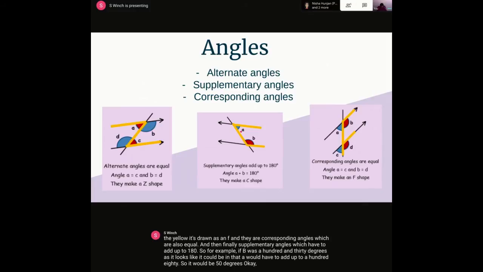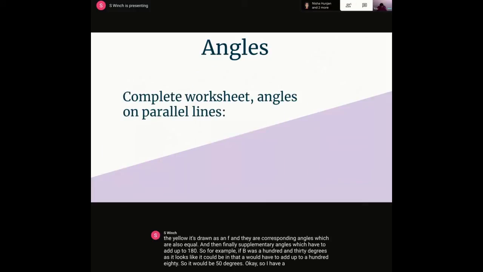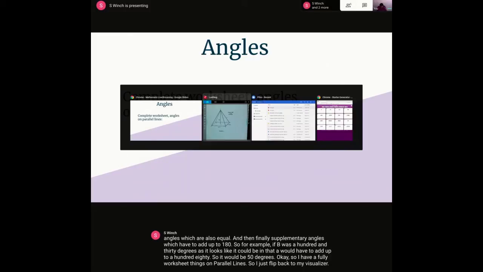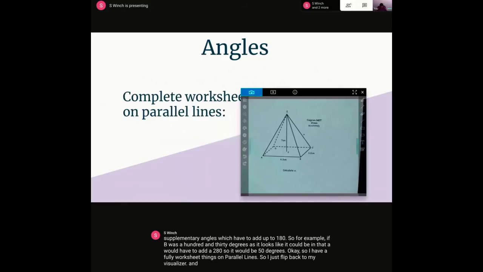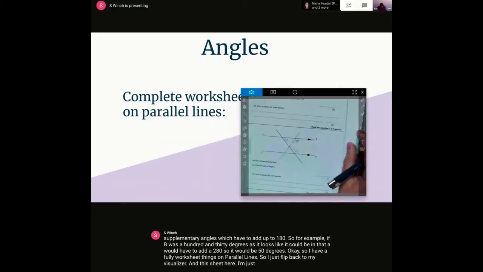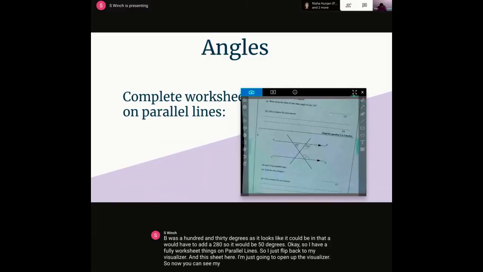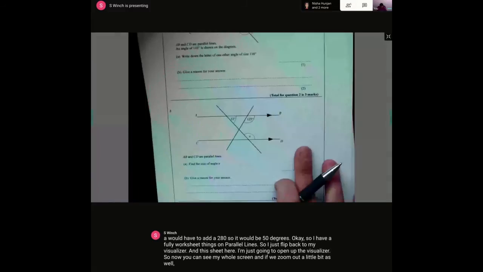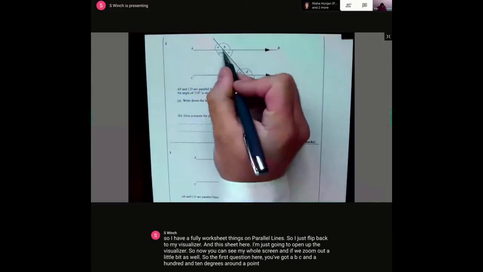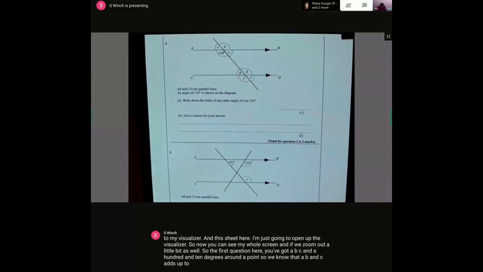Okay, so I have a complete worksheet of angles on parallel lines. So if I just flip back to my visualizer, and we're looking at this sheet here, I'm just going to open up my visualizer, so now you can see my whole screen. And if we zoom out a little bit as well. So the first question here, you've got A, B, C, and 110 degrees around a point. So we know that A, B, and C adds up to 360. And we also know about alternate and corresponding angles.